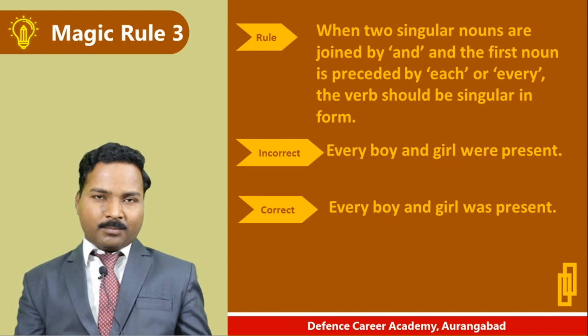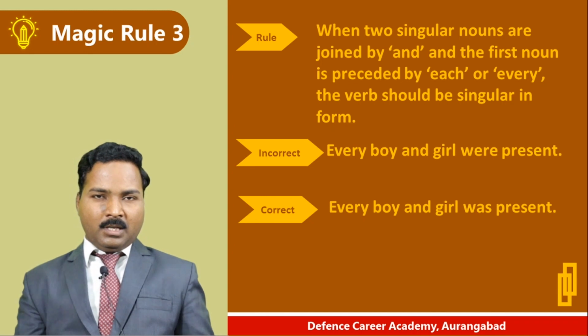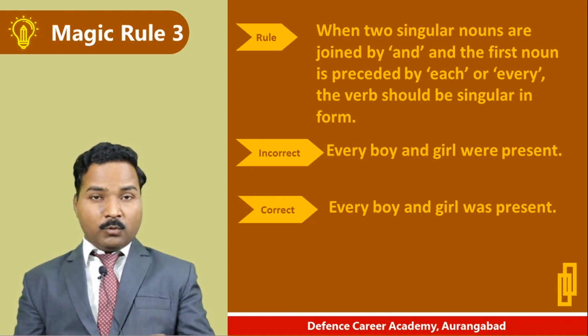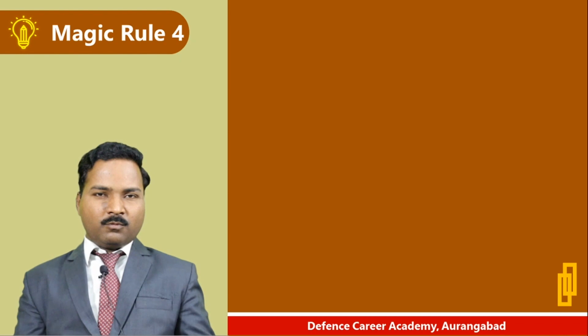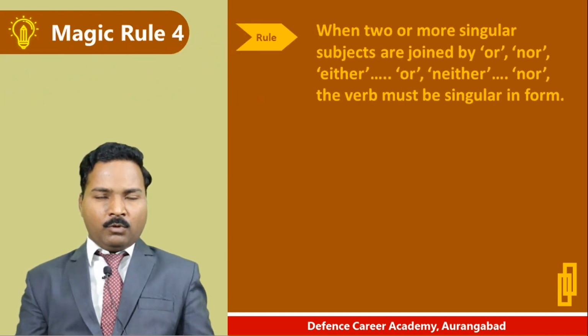In verb, the most important topic is subject verb agreement. There are many other subtopics in verb such as tense, voice, gerund, participle, and infinitives, but of all of them, the most important subtopic in the topic of verb is subject verb agreement. So this is why I have given all these rules related to subject verb agreement. Now let's see rule number 4.